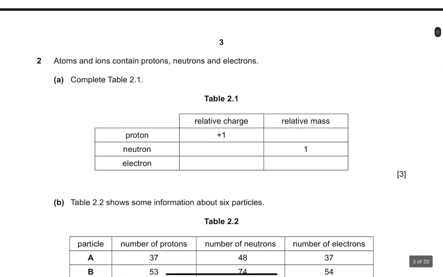Moving on. Atoms and ions contain proton, neutron, and electrons. Complete table 2.1. So what is the relative mass of protons? So protons are given a relative mass of 1. Neutrons have 0 charge on them. And when we talk about electrons, so electrons are very small in size. Electrons have a relative mass of almost 0.0005. And the relative charge is -1.